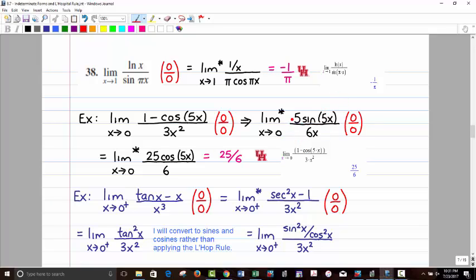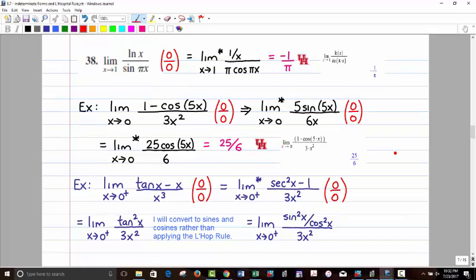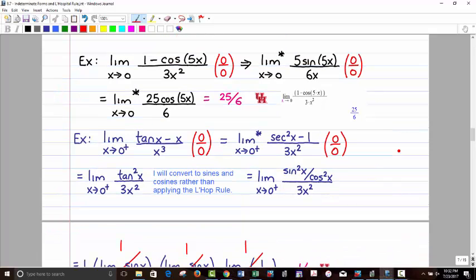So put in 0, you get 0, and you get 0 over 0. So guess what? L'Hopital's applies again. So the next derivative would make that 25 cosine of 5x. And the derivative of 6x will be 6. You put in 0. Cosine of 0 is 1. So you have 25 over 6. All right, so very good.